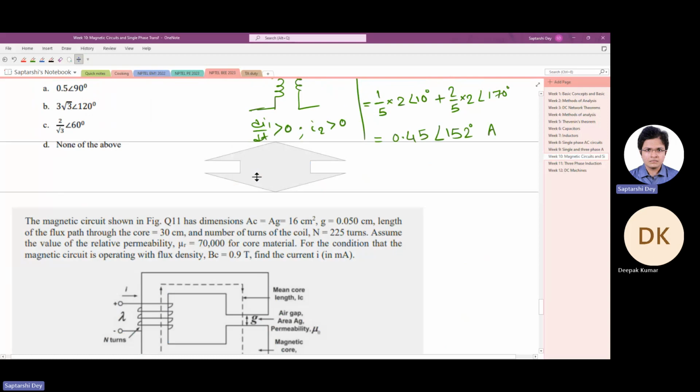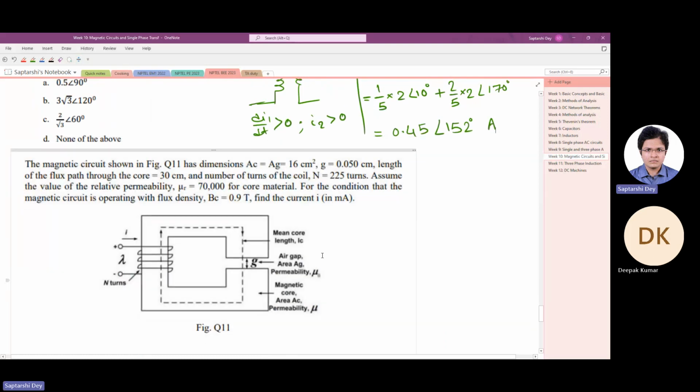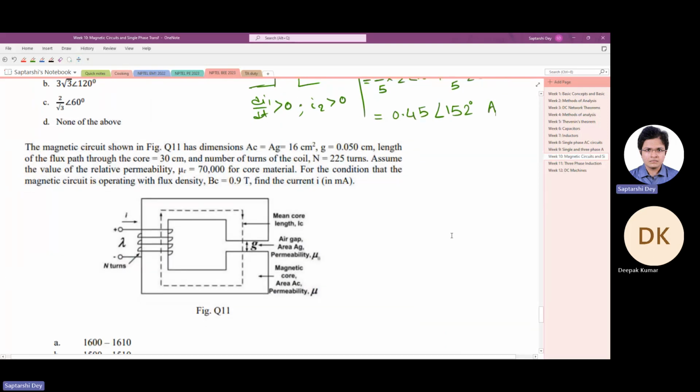This one is an interesting question. We were discussing about inductor. Now this is a question about inductor. The magnetic circuit shown in question 11 has dimensions AC equals AG equals 16 centimeters squared. So AC, AG, you can understand their area. Magnetic core area AC, air gap area AG.